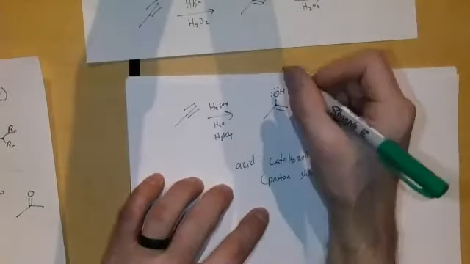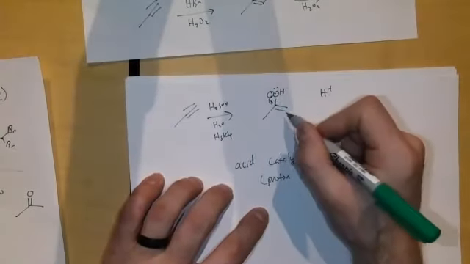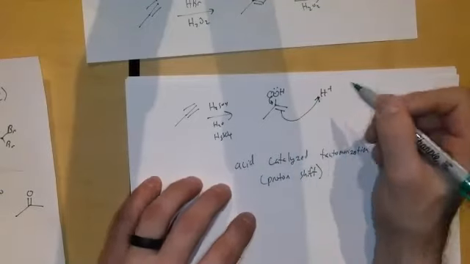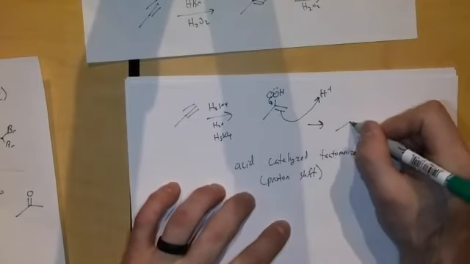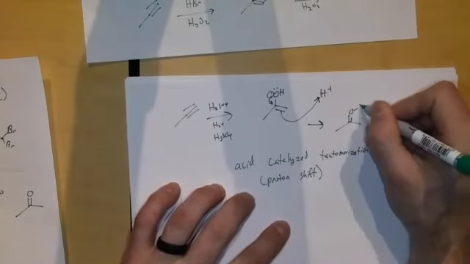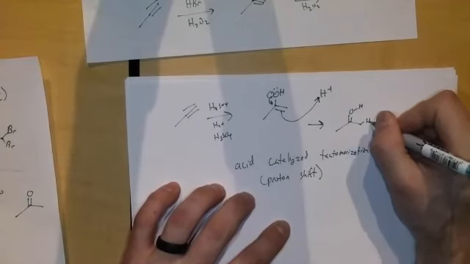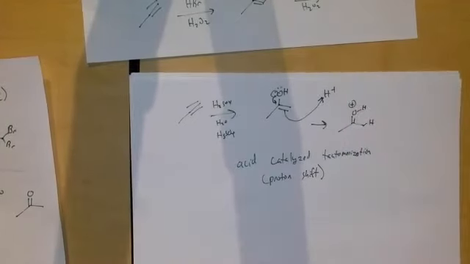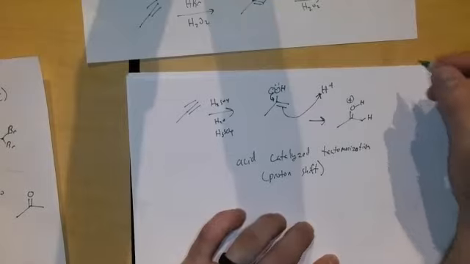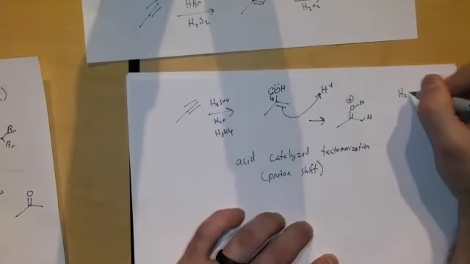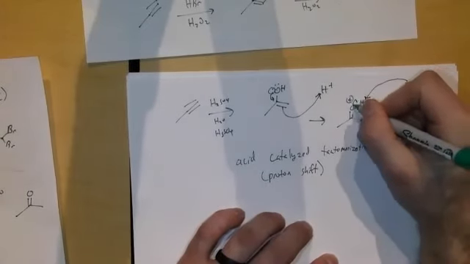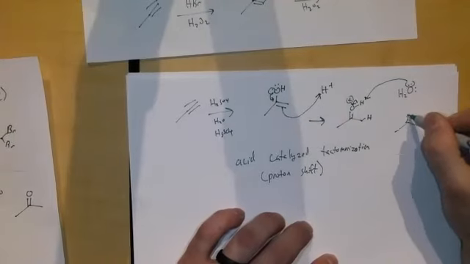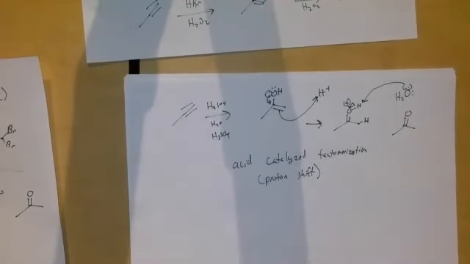our lone pair from this oxygen comes down. We're going to pick up a proton here. This is going to make our alkene, or sorry, our carbonyl. And then whatever our source was, I'm just going to have water, can come in, grab this H, and you make a ketone here.